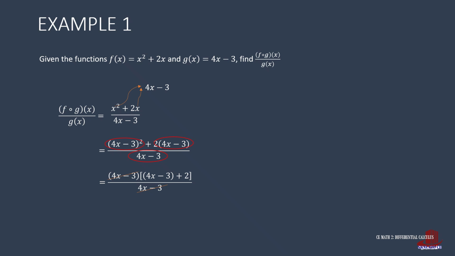After the extraction, we can then cancel 4x minus 3 from both the numerator and denominator, leaving 4x minus 3 plus 2. Simplify this to have the function of 4x minus 1.